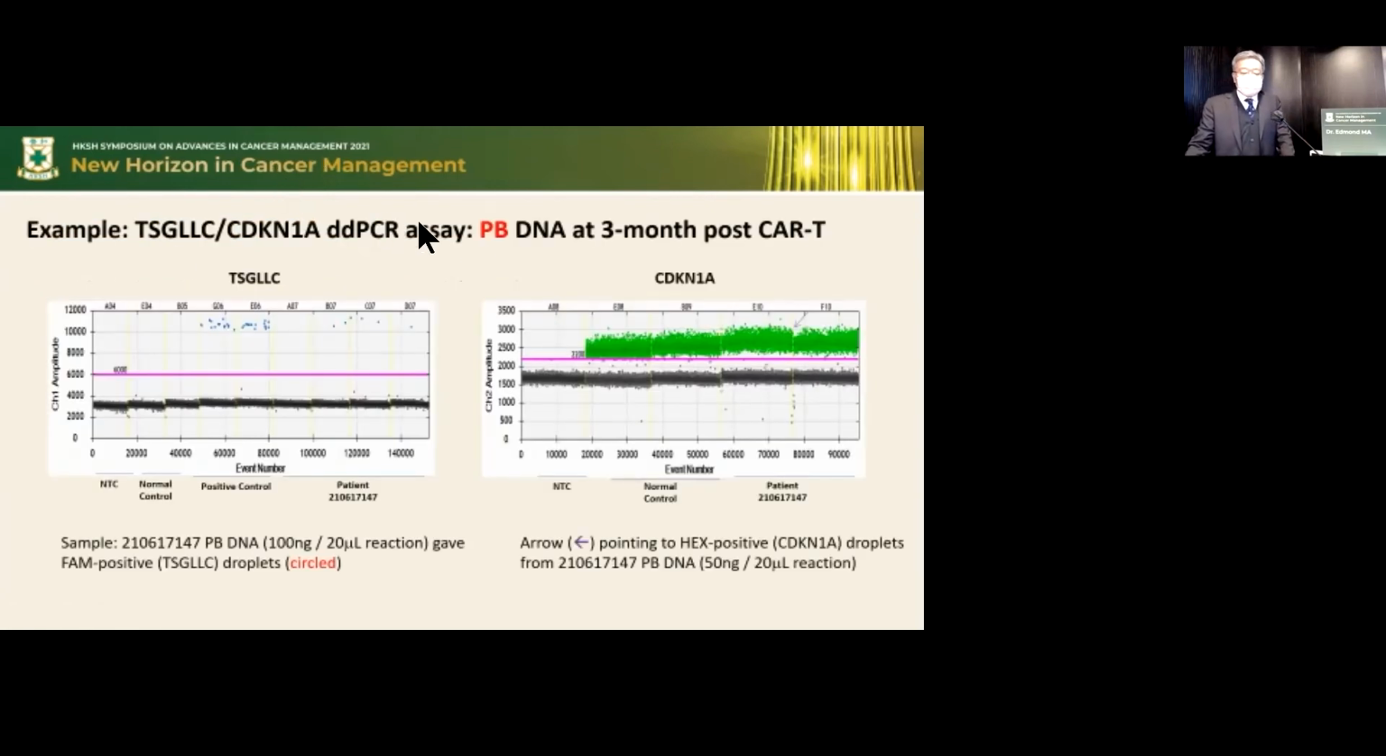Okay, so I'm showing you the peripheral blood at 3 months. The left-hand side is the CAR T, the right-hand side is the housekeeping gene. The y-axis is the fluorescent signal, and the x-axis is the wells. I think each well contains 20,000 droplets. Any blue dots above the purple line are the positive signal. So these are positive controls. For this patient at 3 months, there are actually detectable CAR T cells by ddPCR in the peripheral blood. And the right-hand side panel shows the housekeeping gene, which is detectable in abundant numbers.